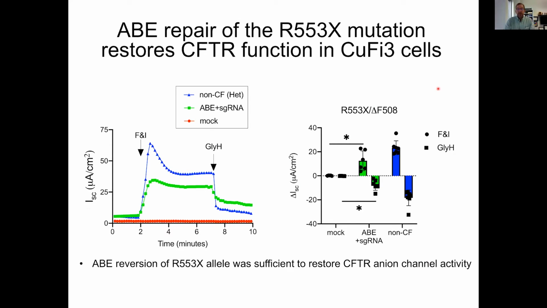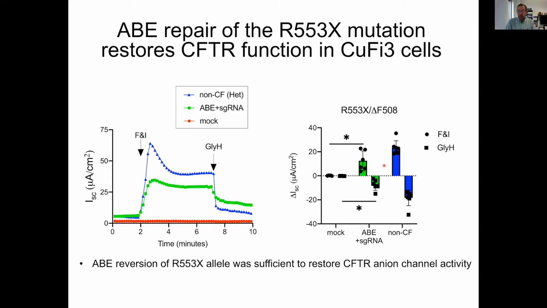We also have recently had the opportunity to look at the functional correction of these cells. On the left, I show short circuit current tracing data from R533X cells. In red are the mock cells, in blue is a non-CF control, and in green are cells that were edited with the ABE. And on the right, I have summary data for multiple epithelia that were studied.